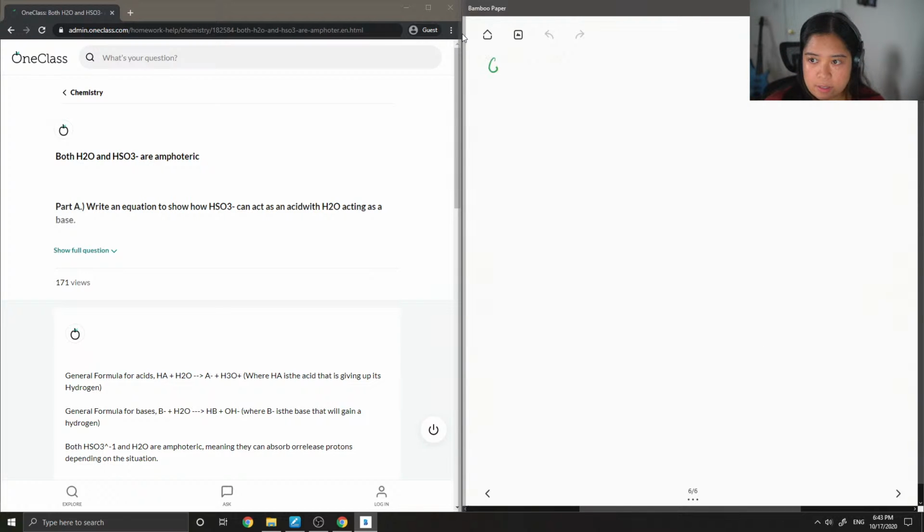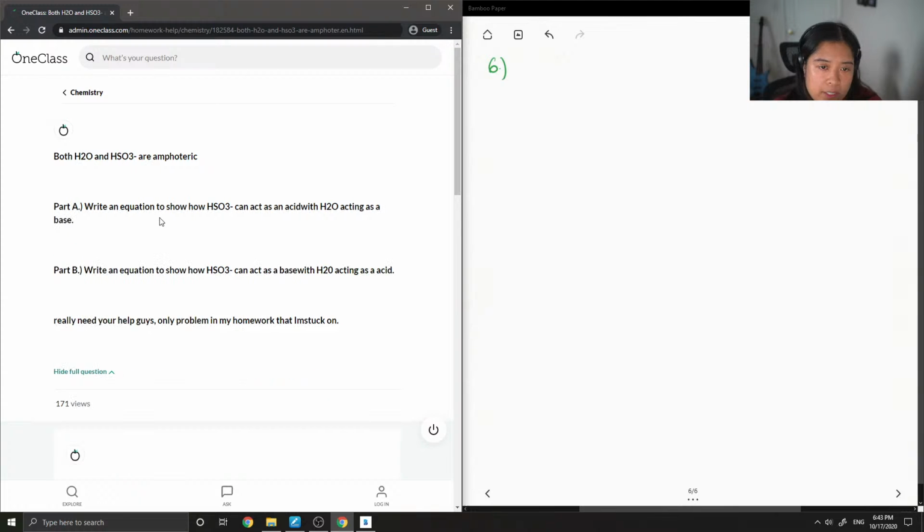So on to question number 6. Both H2O and HSO3 minus are amphoteric. A. Write an equation to show how the hydrogen sulfite ion can act as an acid with the water acting as a base. And then part B is the opposite of that.